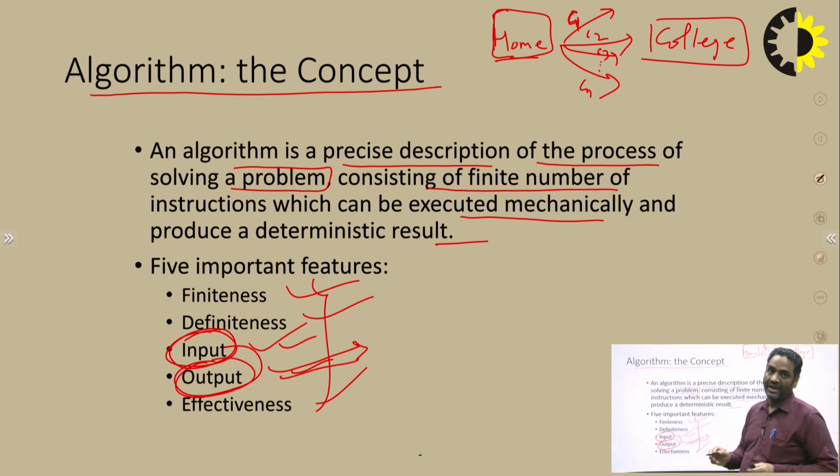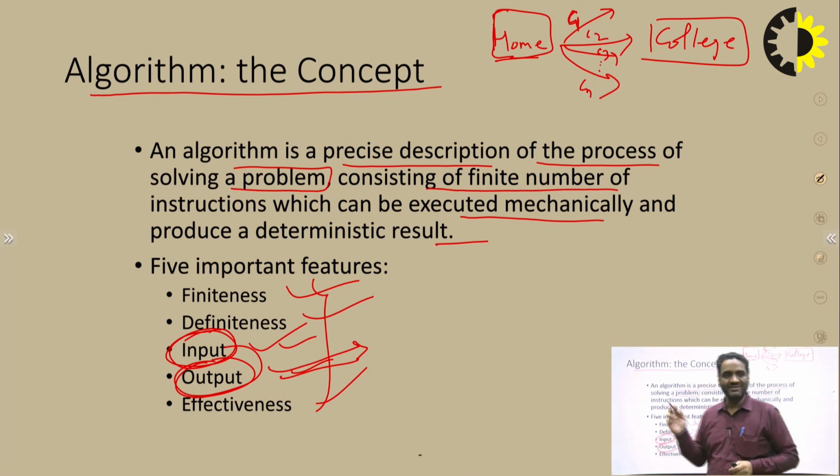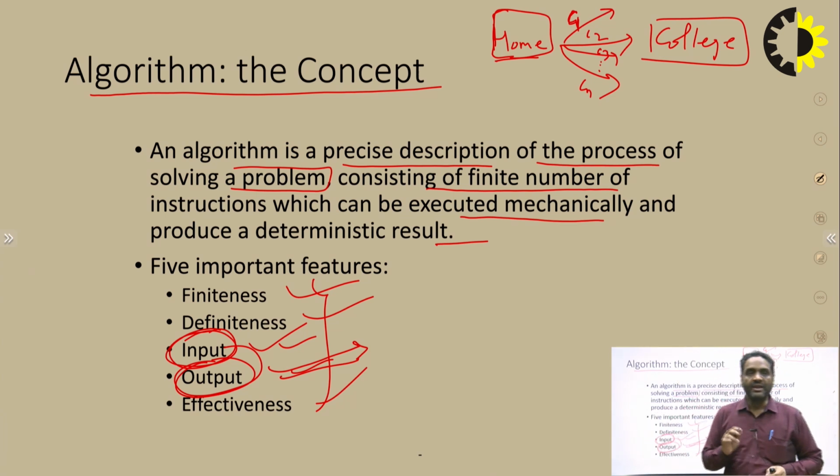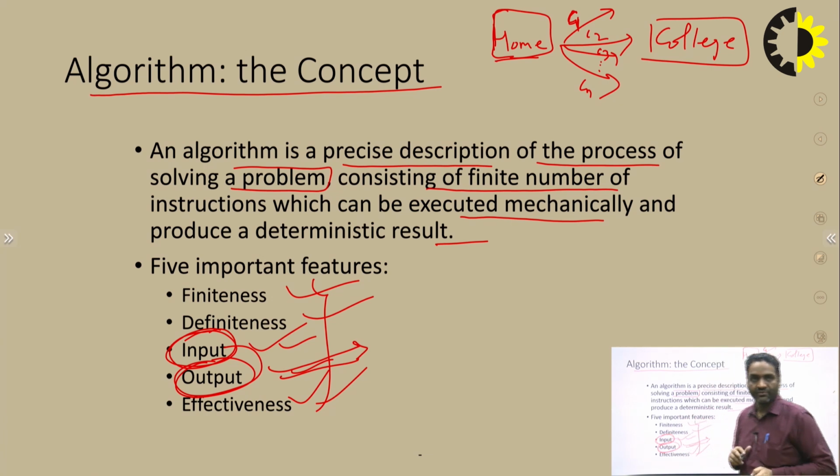Finiteness: we have to reach. The path we are choosing must ensure that we will reach our college. This is finiteness. Definiteness means we have clear instructions, we have clear definitions of our path. And effectiveness means no need to do any hard work relative to our path.